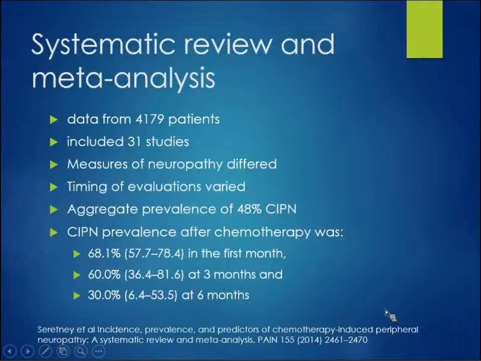So looking at the prevalence after chemotherapy in this meta-analysis, 68% of patients had neuropathy in the first month based on whatever category that study used to measure what neuropathy was. At 3 months, 60%, and at 6 months, 30%, at which point I would be thinking this is more continual and relatively permanent.